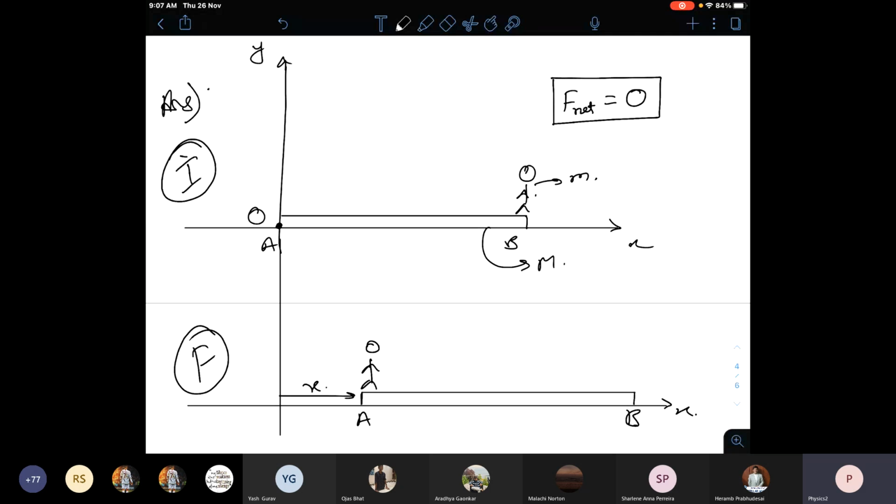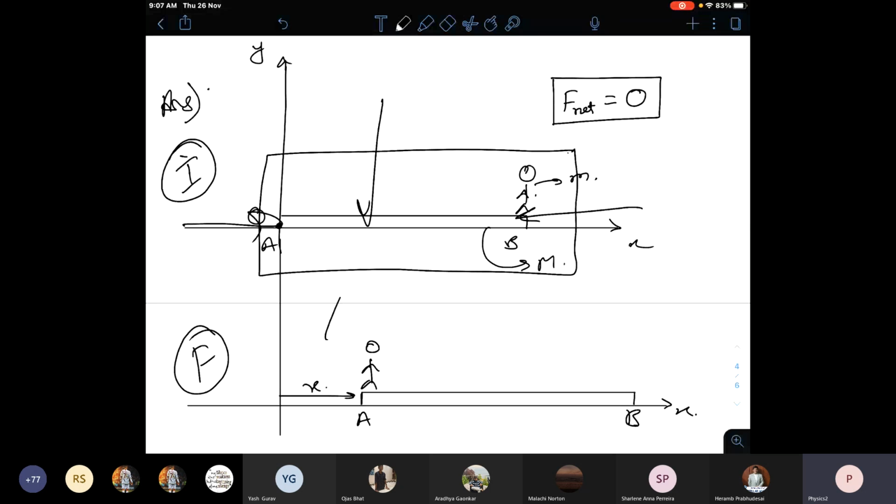Okay, on that complete system, is there any externally applied force like this, or like this in any manner? No, it is not there. Hence, whatever force the man is creating is internal force. The man applying force on the plank, or the plank applying force on the man, are all internal forces. Friction is all internal force in this situation.